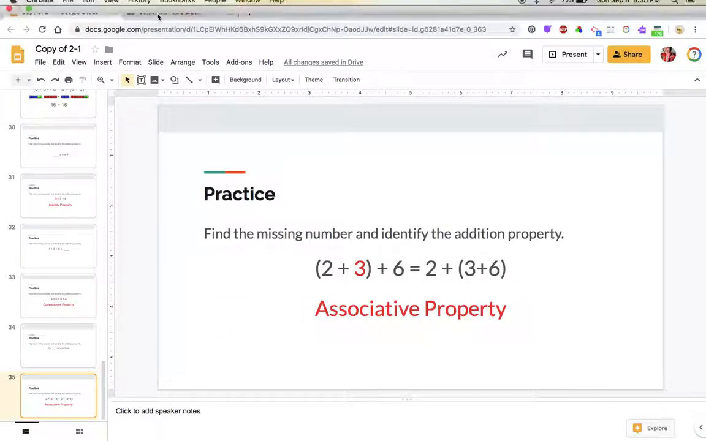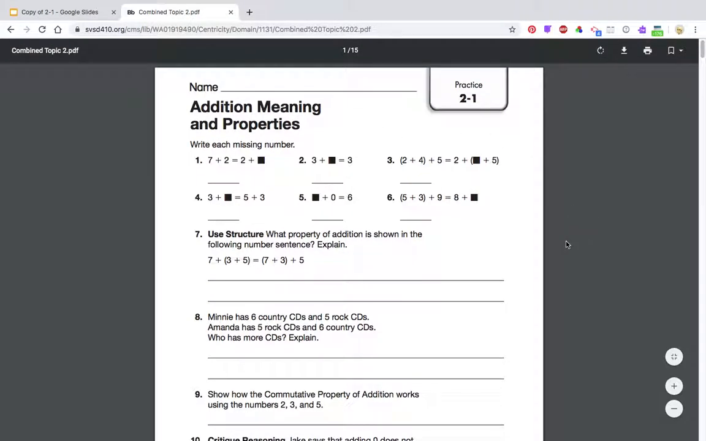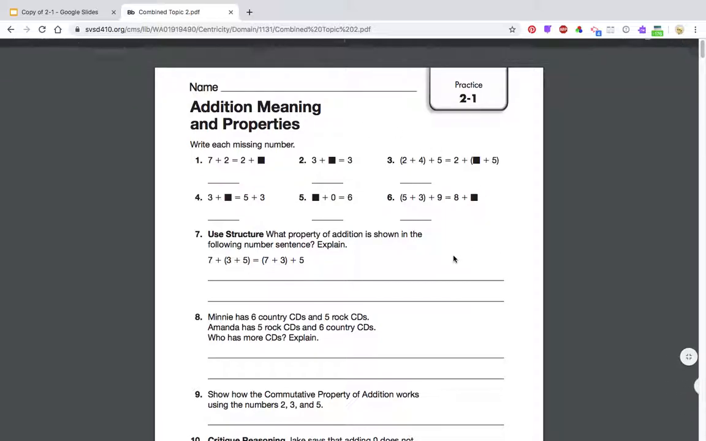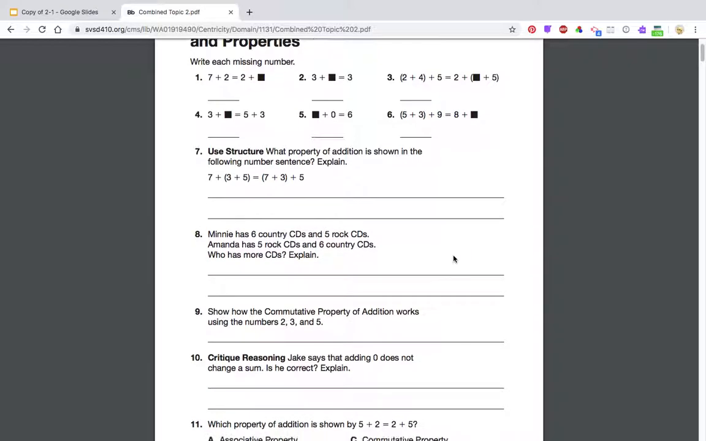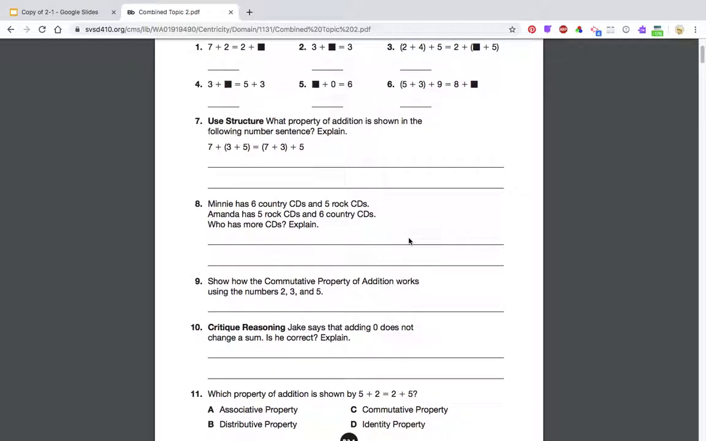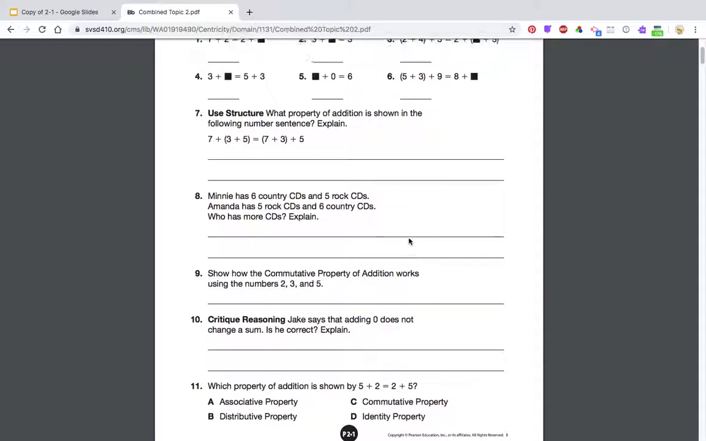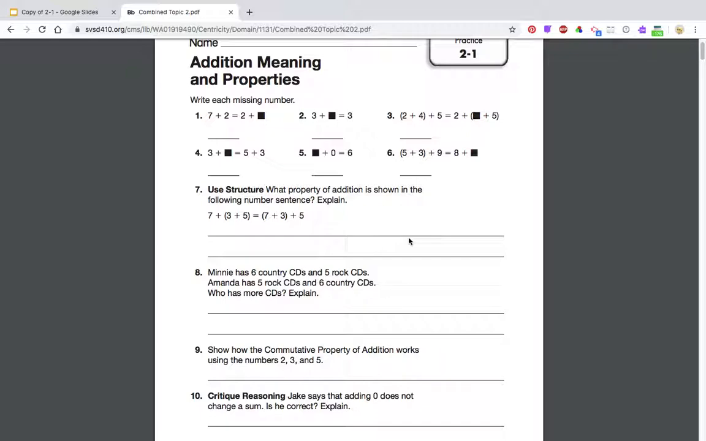So as you are working today, you have a practice page, and what you're going to do is look at the equations, and you're going to try to find that missing number where that square is, and write it below. Based on the different properties that we learned about today, you should be able to figure out what those numbers are. There are a few story problems that go with this and ask you to explain your thinking. So do your best to think through those properties and answer the questions that it asks you to. If you have trouble, refer to our anchor chart and also go back and rewatch the video to help you.